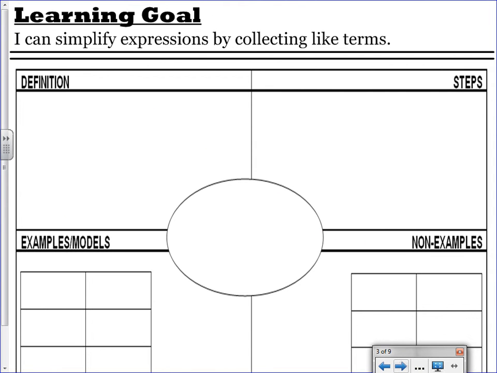This is a Frayer model. Have you ever seen that before? We're going to talk about like terms in here, so I want you to write that out. What is a like term? We know what terms are. They're made up of variables and coefficients. What is a like term? Anyone remember what like terms are? If I said that? Oh, you're breaking my heart.